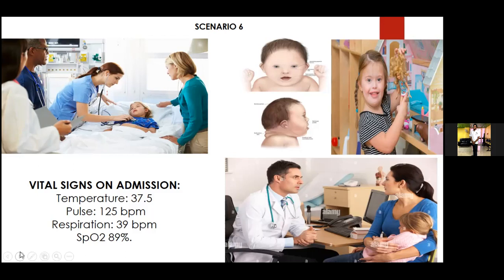She had a temperature of 37.5 degrees Celsius, a pulse of 125 beats per minute, a respiration of 39 breaths per minute, and an SpO2 of 89%. My child has never been to the hospital except for immunization. But since her birth, she was advised to see the pediatrician, and honestly, I've never taken her because my pastor told me that my child's condition was because of the consequences of my past sins.